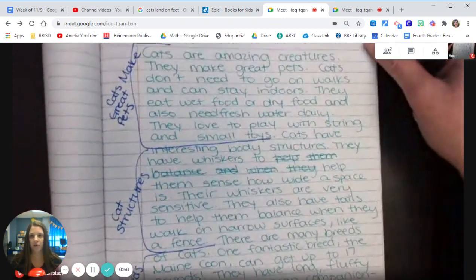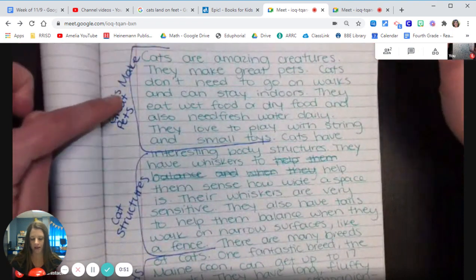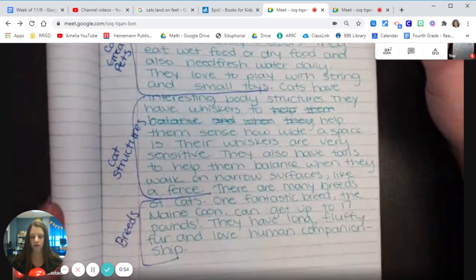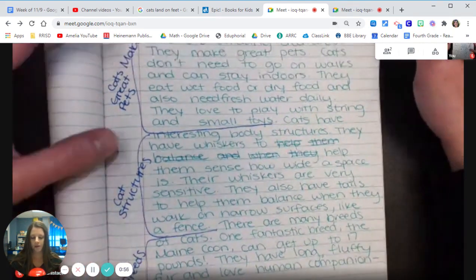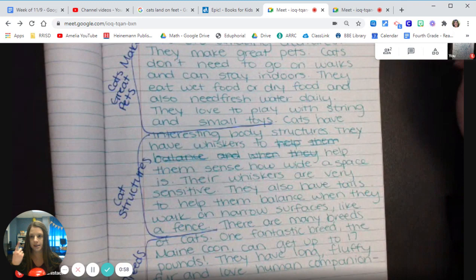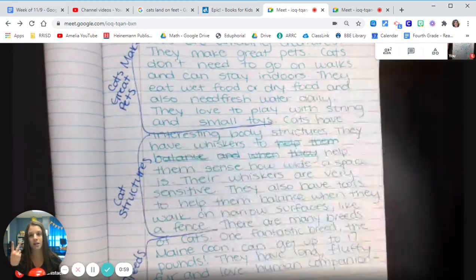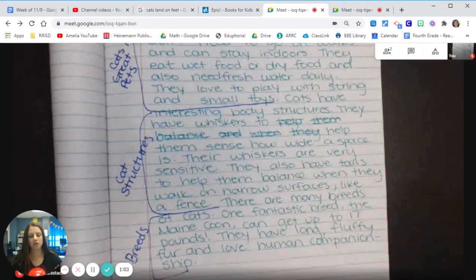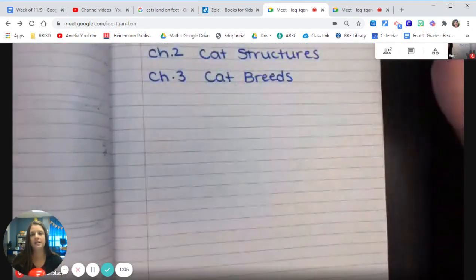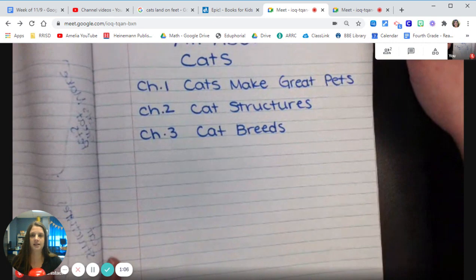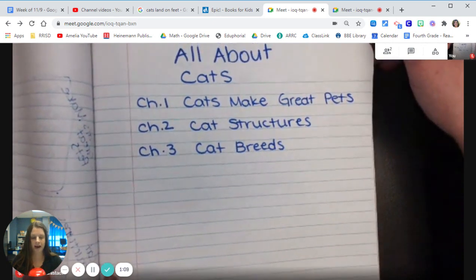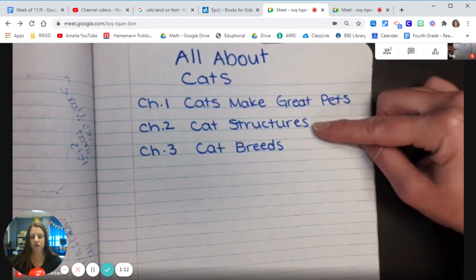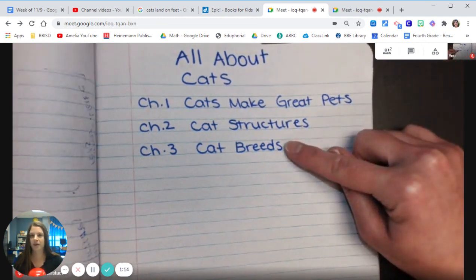After that, I thought, how could I categorize or organize my information into parts by their topic? So all of this part was about how cats make great pets. Then this next part was about cat structures. And then the last part was about breeds. So then we were able to turn that into a table of contents. All About Cats. Chapter 1, cats make great pets. Chapter 2, cat structures. And then chapter 3, cat breeds.